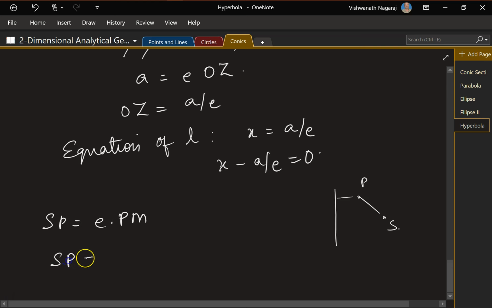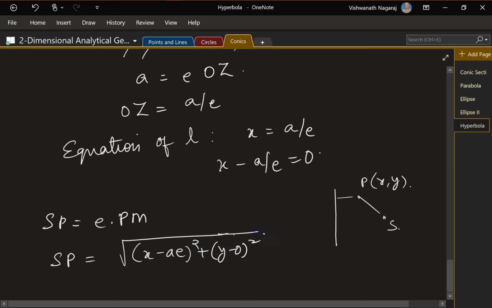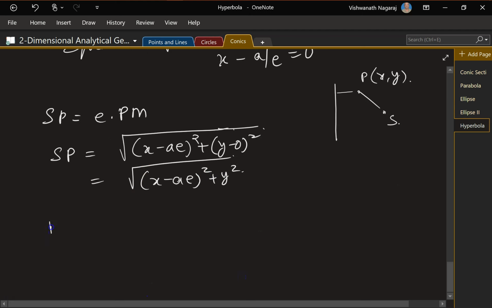So let's figure out SP. We have the coordinates of S and we have the coordinates of P, that is x comma y, an arbitrary point. So SP would be equal to the square root of x minus ae whole square, since we know the S coordinates, plus y minus 0 whole square, which is equal to the square root of x minus ae whole square plus y square.